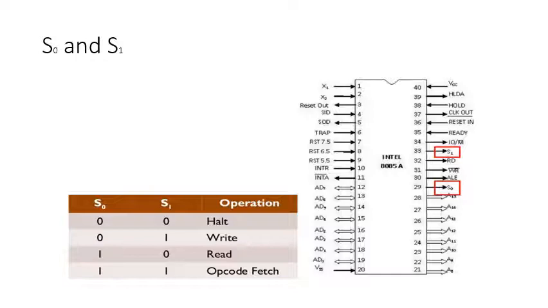When S0 is equal to 0 and S1 is equal to 1, the microprocessor is going to write something in the memory. When S0 is equal to 1 and S1 is equal to 0, then the microprocessor is going to read something from the memory. When both S0 and S1 are equal to 1, then it is opcode fetch.